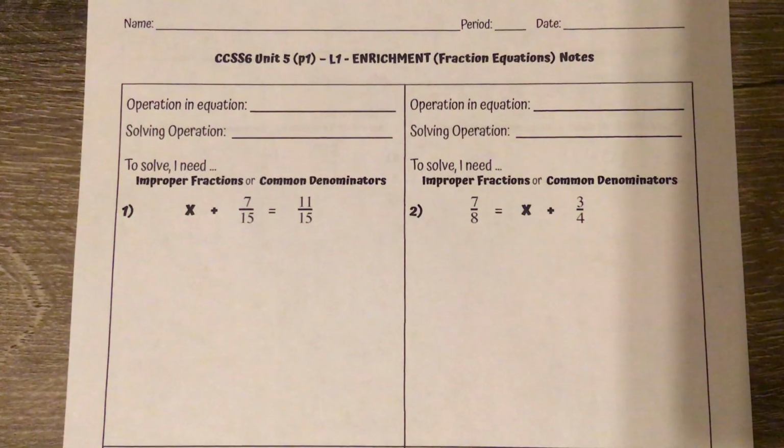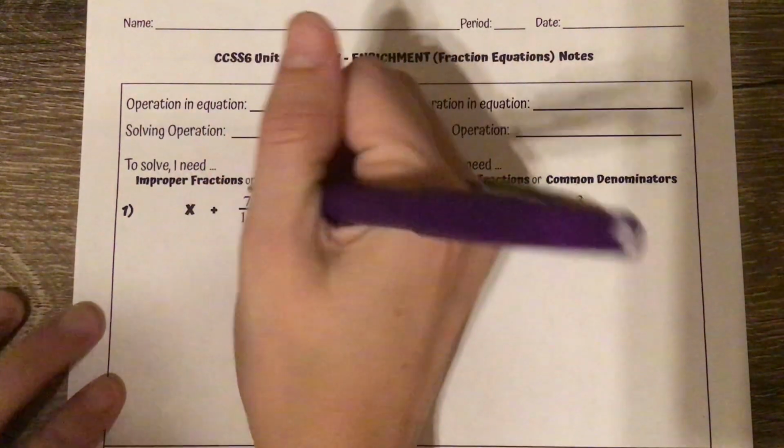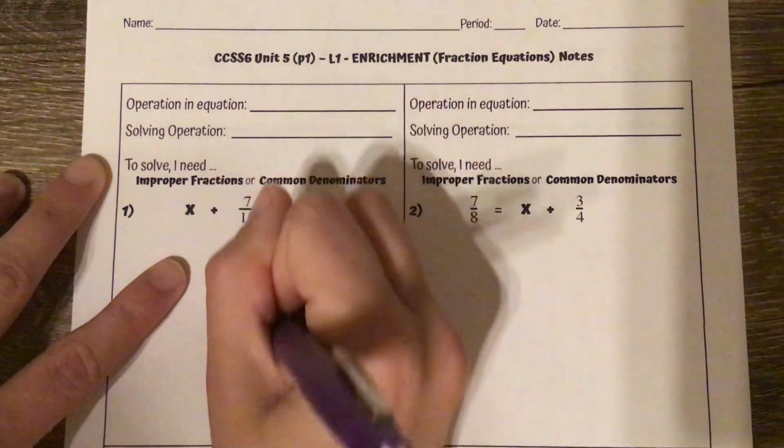All right, for this enrichment lesson, we are going to be looking at taking solving equations to fraction equations. So still going to be looking at the same solving process. It's just a little bit trickier because we're involving fractions here. All right, so number one, I'm drawing my line down the equal sign.